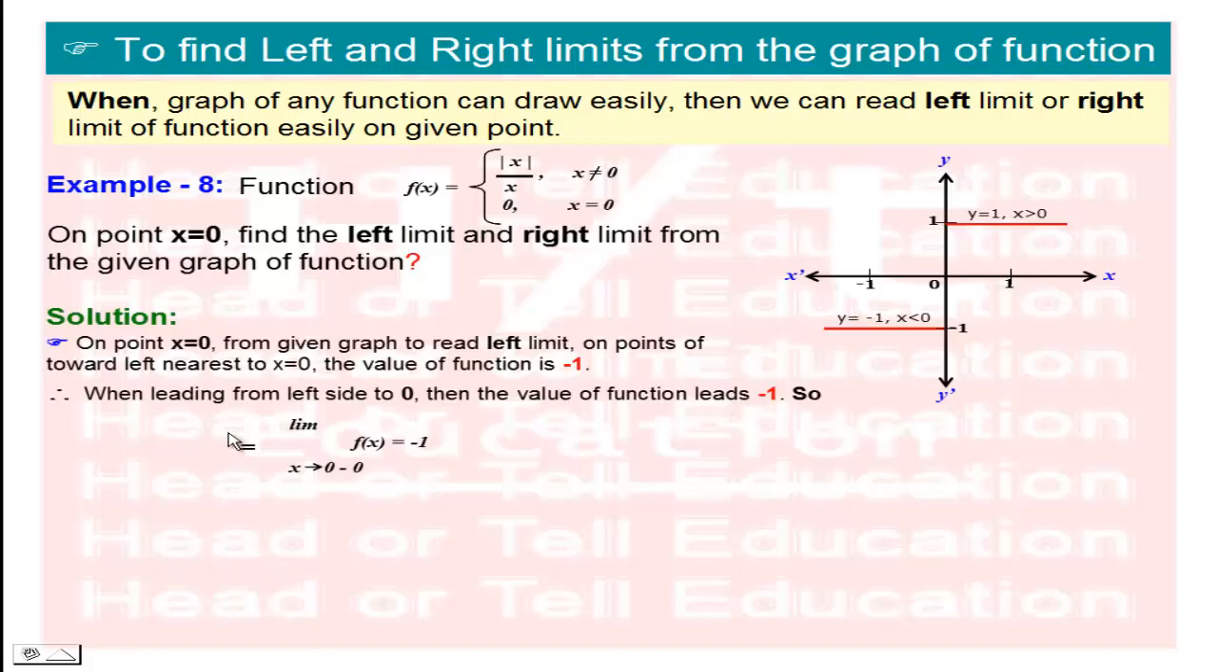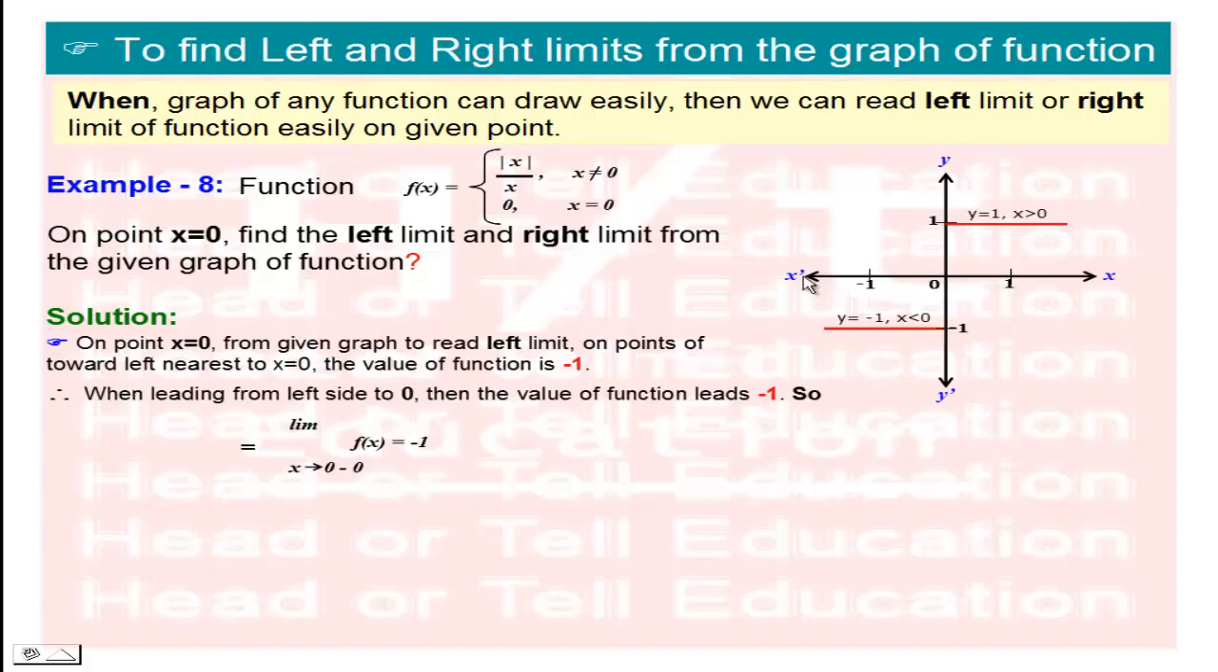so the solution. First, at the point x equal to 0, from the given graph we read the left limit. So how? At points towards the left, nearest to x equal to 0, the value of the function is -1. If we check here, -1 is very near to 0. So this is the value of the left limit, -1.